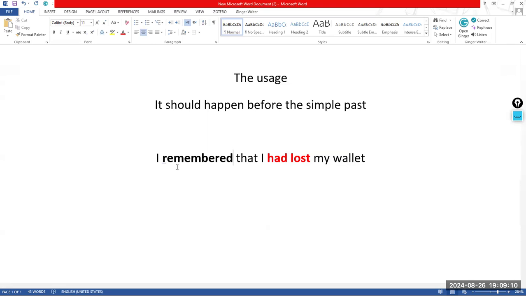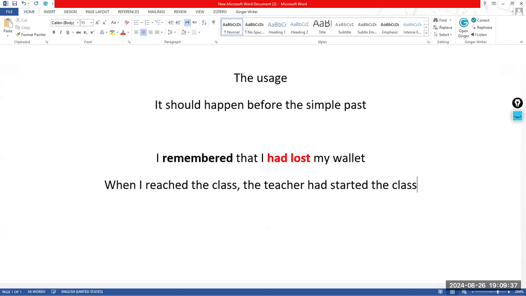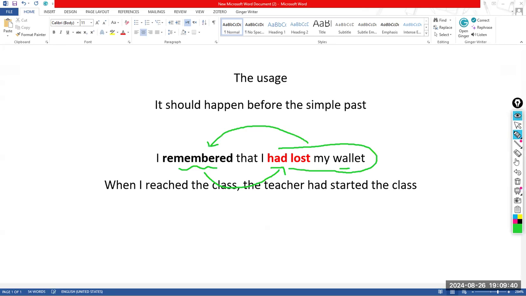Okay. Let me give you another example because I know that you are still confused. Now, if I want to say, when I reached the class, the teacher had started the class. Okay, let's try to discuss this example. First of all, guys, notice that I have two verbs, two actions. This is the first action, which is reaching. This is the second action, which is starting.